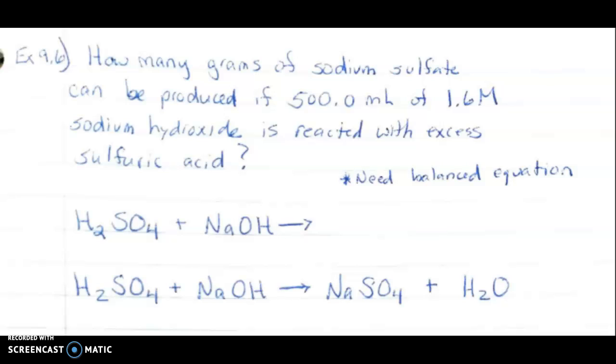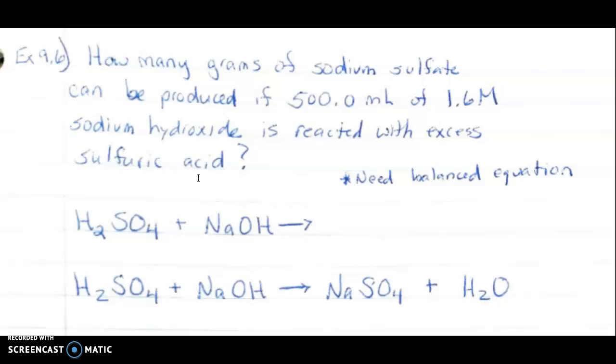Example 9.6 states, how many grams of sodium sulfate can be produced if 500.0 milliliters of a 1.6 molar concentration of sodium hydroxide is reacted with excess sulfuric acid? So the very first thing you need to be able to do in this type of problem is look at the reactants. The reactants are sulfuric acid and sodium hydroxide. And you're going to make sodium sulfate.